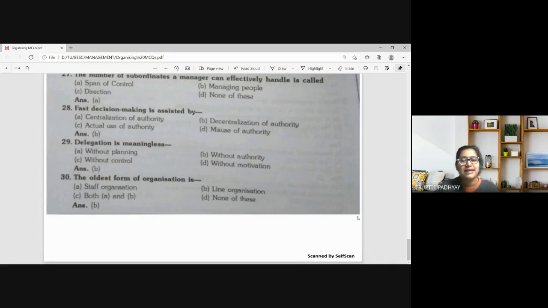Oldest form of organization is what? A, staff organization, B, line organization, C, both staff and line, and D, none of these. Oldest form of organization is line organization.